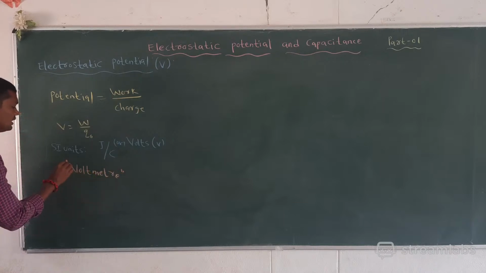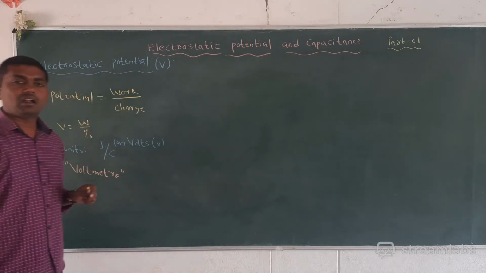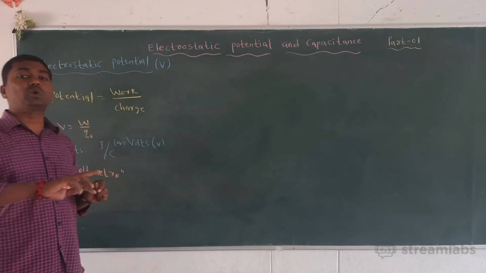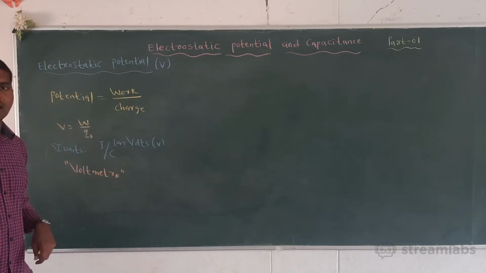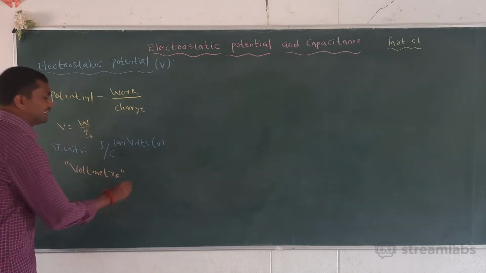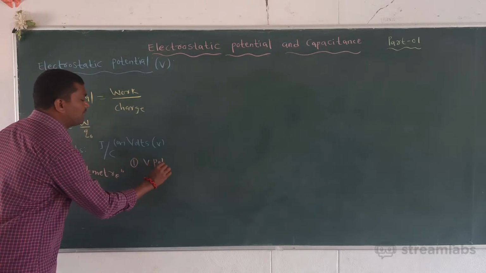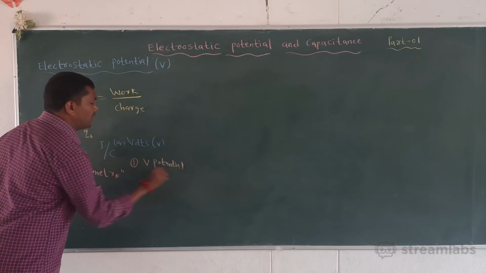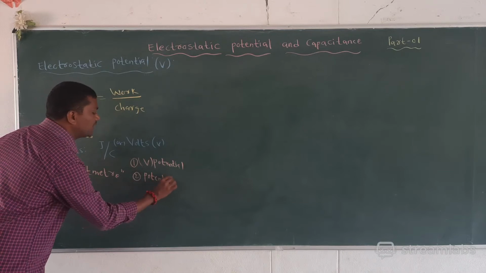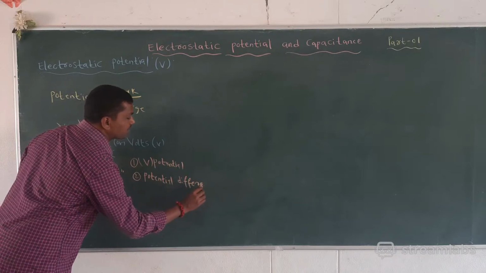A voltmeter is a device used to measure the electrostatic potential, or electromotive force, or potential difference between the two ends of a current carrying conductor. So by using a voltmeter we can measure the electrostatic potential. And second, by using the potentiometer we can determine the potential difference.